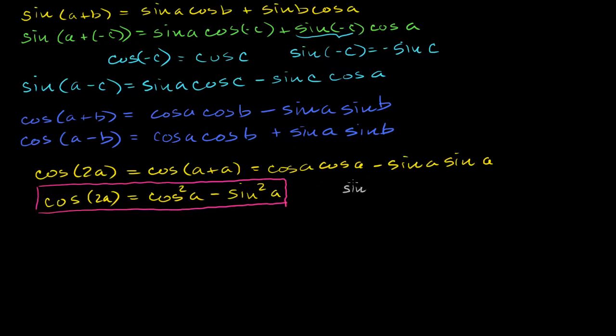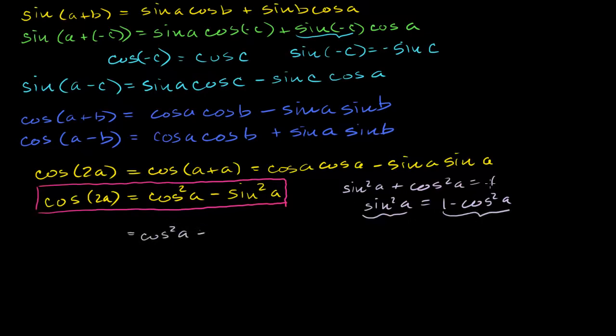That the sine squared of a plus the cosine squared of a is equal to 1. Or you could write that the sine squared of a is equal to 1 minus the cosine squared of a. And then we could take this and substitute it right here. So we could rewrite this identity as being equal to the cosine squared of a minus the sine squared of a. But the sine squared of a is this right there.